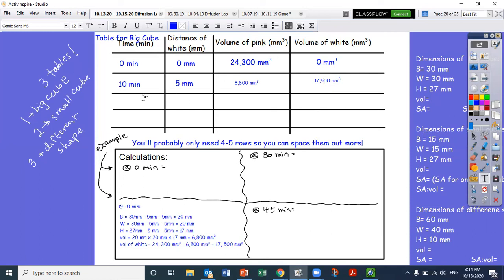For the flat shape now, basically you're going to have this time point and this time point, and then you don't need to record any more data because it's already complete at 10 minutes. Okay, because the distance of diffusion at 5 millimeters is the exact same for all 3 tables, but your volume of pink is now 0, and your volume of white is the total volume. Okay, so this initial volume that you calculated for the different shape is now your total volume of white. And so you'd be done with that 3rd data table, which is super nice. Okay, I'll check back in at the 20-minute mark, and we'll calculate some more for the big cube and the small cubes.